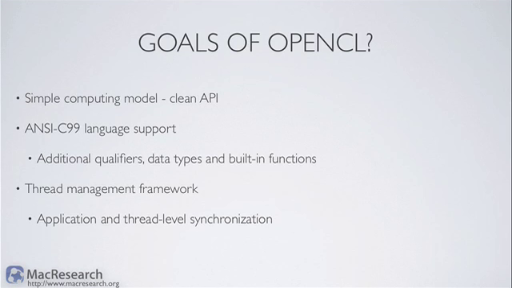The goals of OpenCL. OpenCL is designed to really be a clean, simple API for accessing all of the various devices in your system for performing general purpose high performance computing. It's sort of an extension of C99. It's not really an extension. It's based off of C. It has C99 language support.